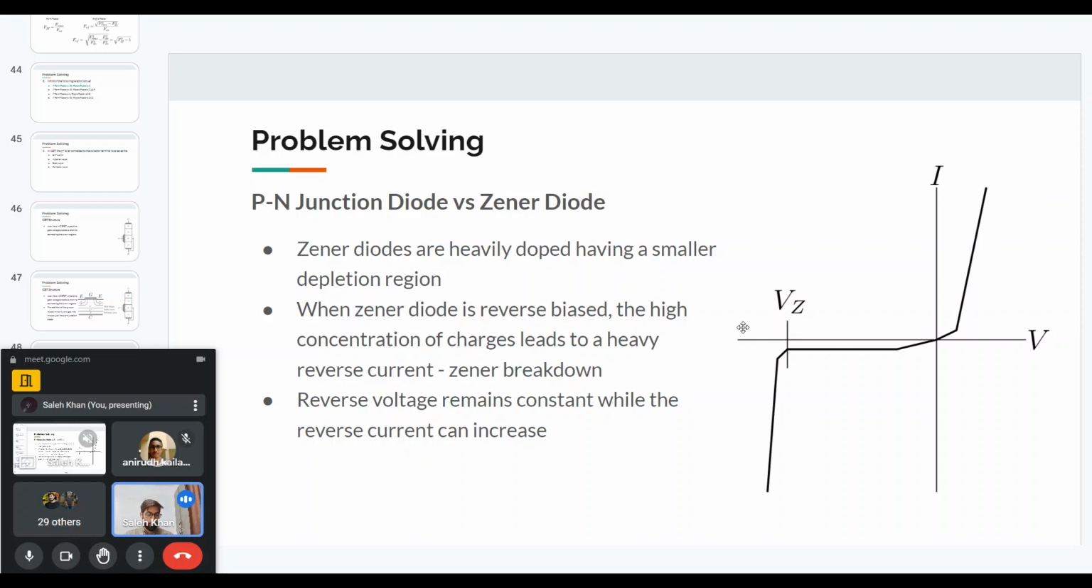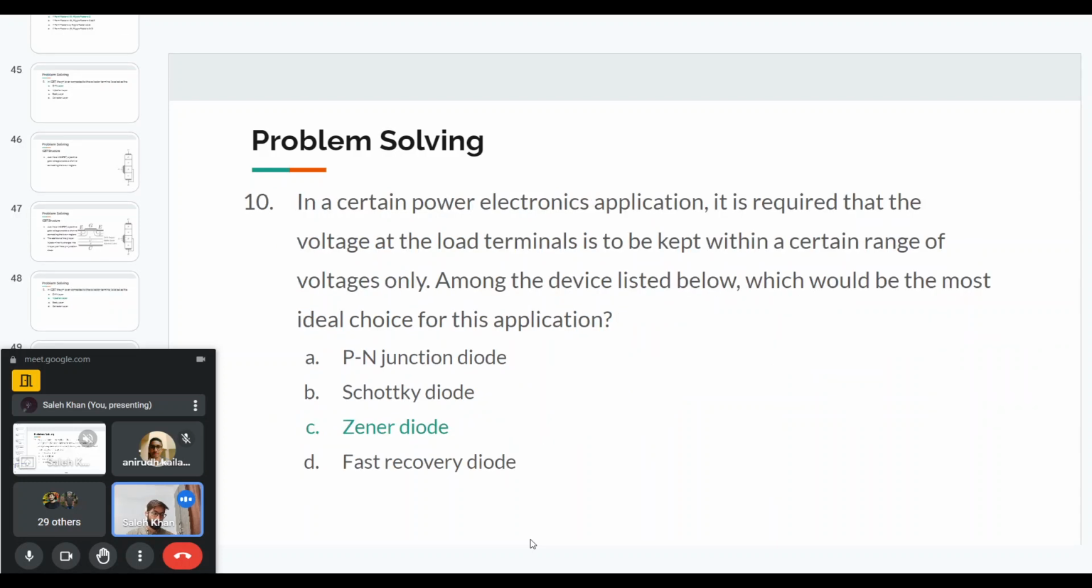Because if the voltage wants to increase beyond this Zener voltage, then it will draw a higher current. Because of that high current, there will be voltage drops before the Zener diode circuit, and the voltage will be limited to the Zener voltage. So the reverse voltage remains constant while the reverse current can increase. That is why for this application where we want to limit voltage to a particular level, we can use the Zener diode connected in a reverse fashion so that it will go into a reverse breakdown region. So the answer is Zener diode.